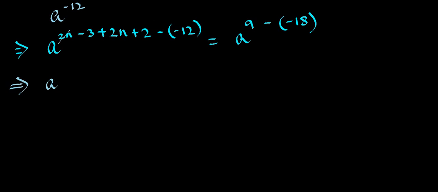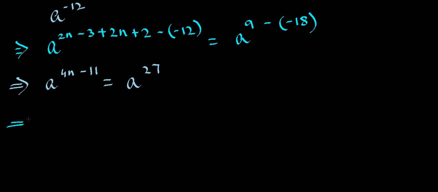How will the 2n's get cancelled? Both are positive. So we get a raised to 4n, and what we have here, minus 3n, minus 3 plus 2, we have minus 1 plus 12, so we have minus 11. That's equal to a raised to 9 plus 18 will give me 27.